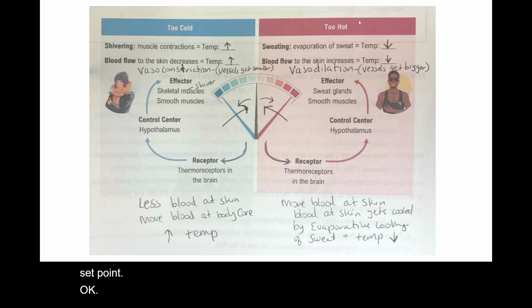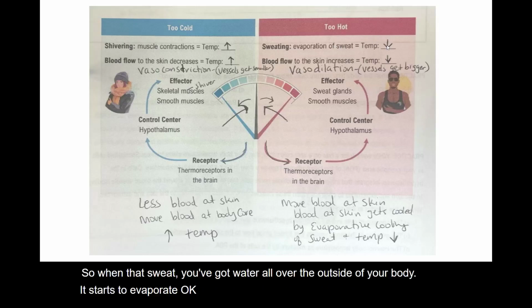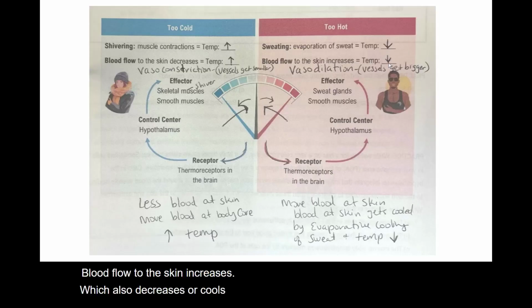Other situation, when you're too hot, you're sweating. So when you've got water all over the outside of your body, it starts to evaporate. That will cool your temperature. Blood flow to the skin increases, which also decreases or cools your temperature. All right, so how this one works is your body's getting too hot, so the arrow is going to the right.